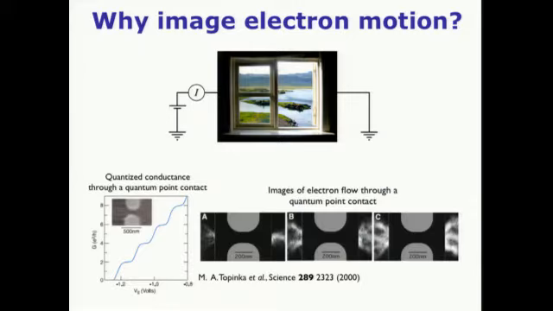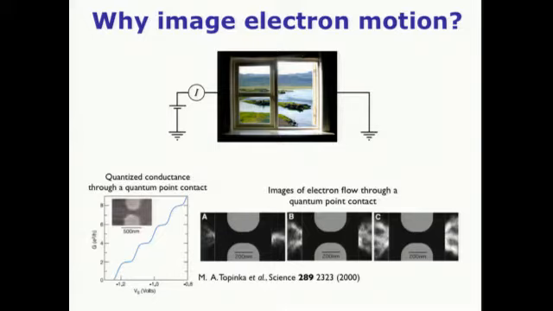That's what we did back in 2000, and the graduate student working on that was Mark Topinka in our lab. He imaged the electron flow coming through the point contact. Figure A corresponds to the first plateau here, which is a single channel of electrons going through the point contact, and figure B corresponds to two channels of electrons coming out of the point contact, and so on. So you can actually see the spatial dependence of this electron flow through the point contact.